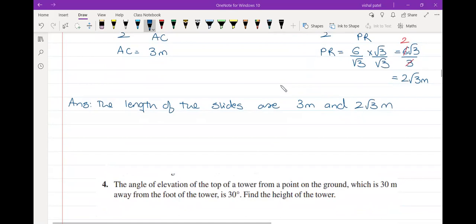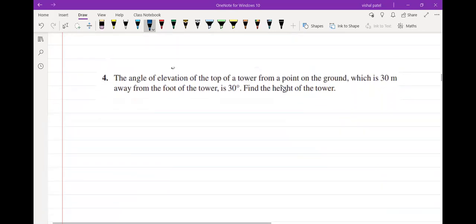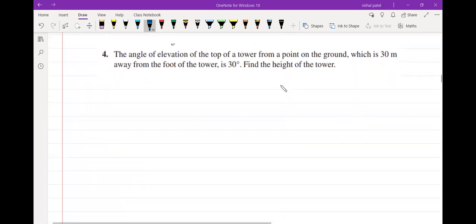Now let's see one more sum. Now one of the students has a doubt about how we come to know which formula to use, whether to use sine, cos or tan. And the answer is very simple. Let's see. First, let's understand the question. All of you read the sum.